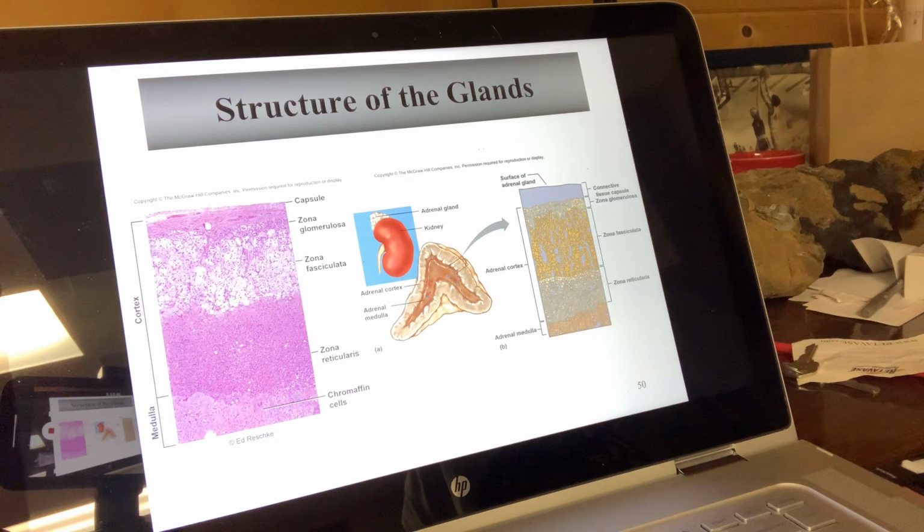Microscopically, if you look from the outside to the center of the adrenal, what you see is a fibrous capsule on the outside, and then inside, the adrenal cortex is divided up into three regions. Nearest the capsule, the zona glomerulosa, deep to that, the zona fasciculata, and deep to that, the zona reticularis. That ends the adrenal cortex. Everything deep to that makes up the adrenal medulla, which is made up of specialized cells called chromaffin cells.